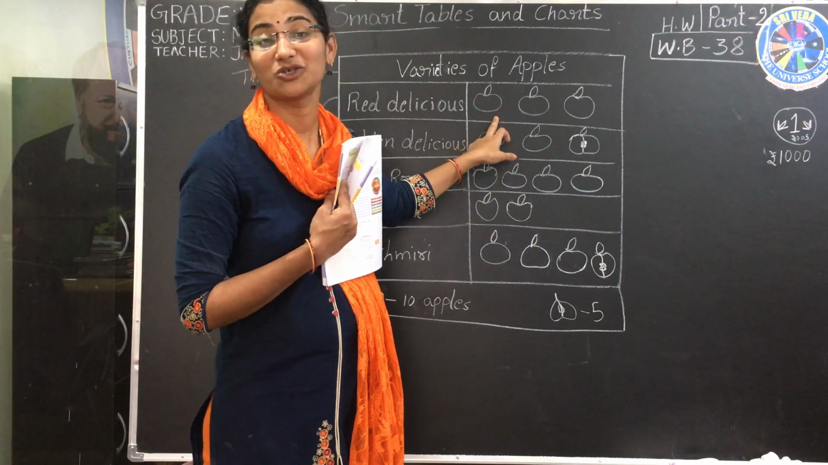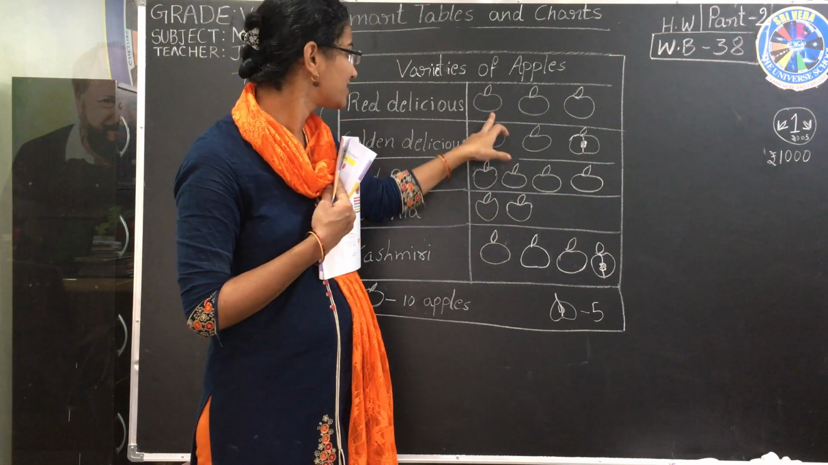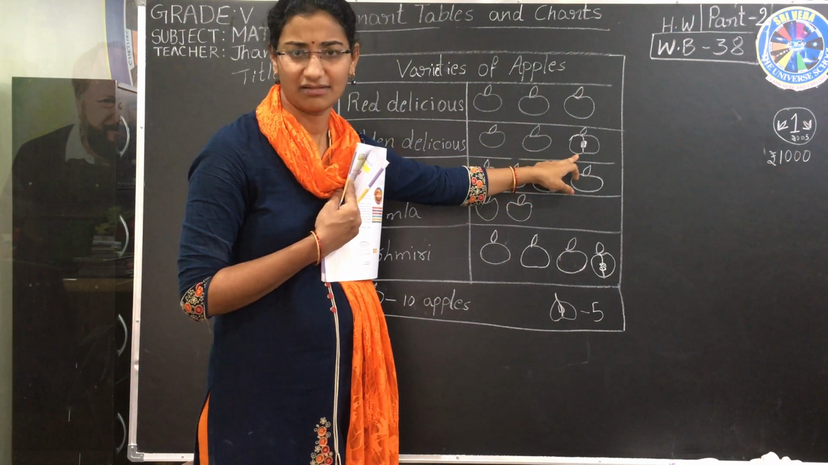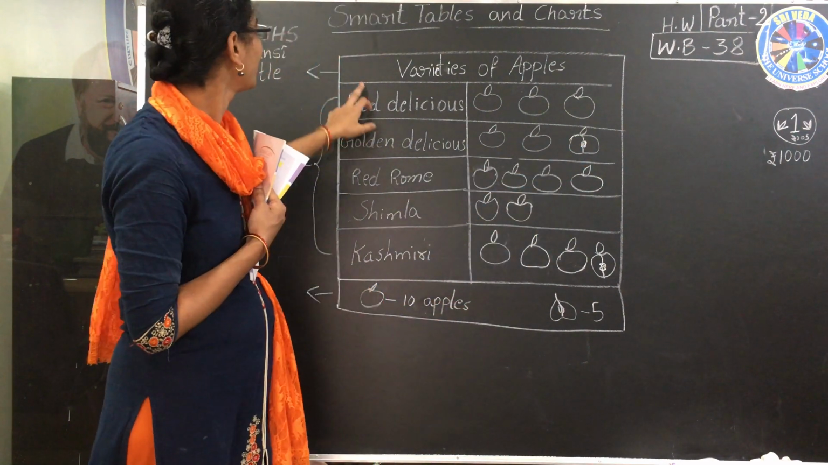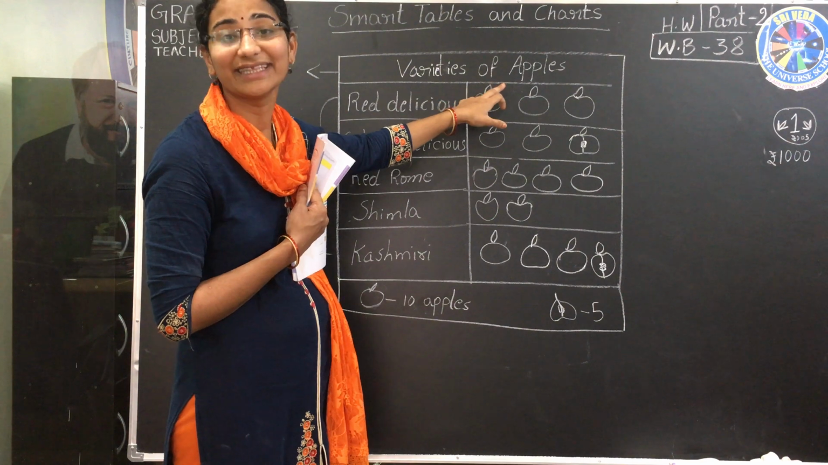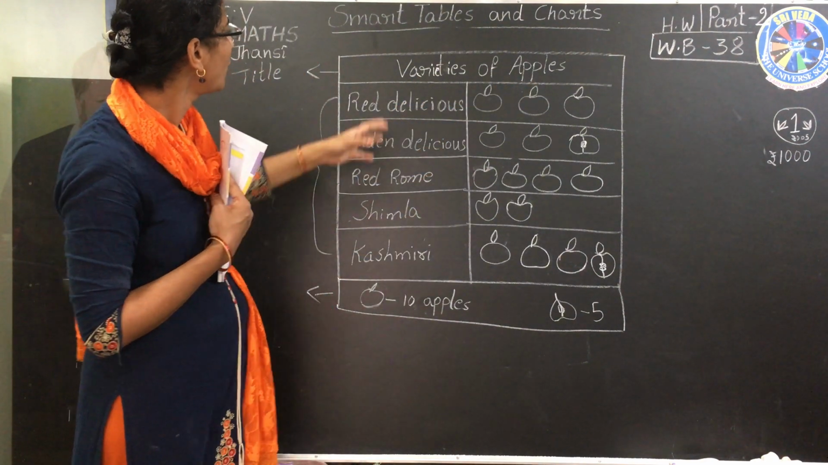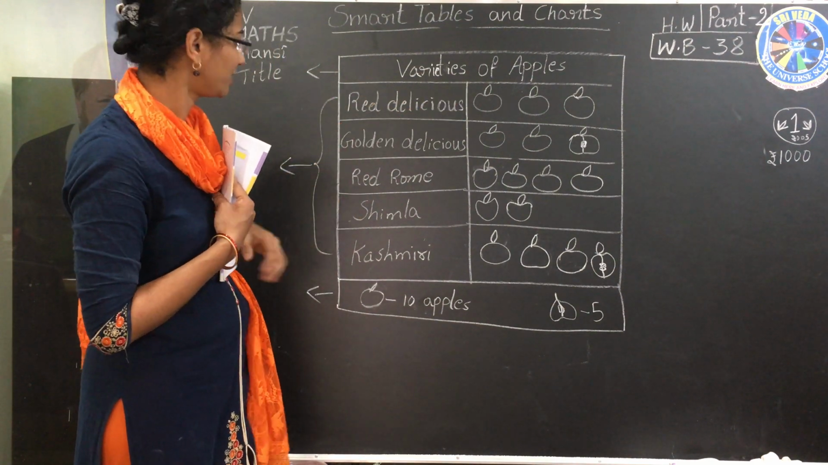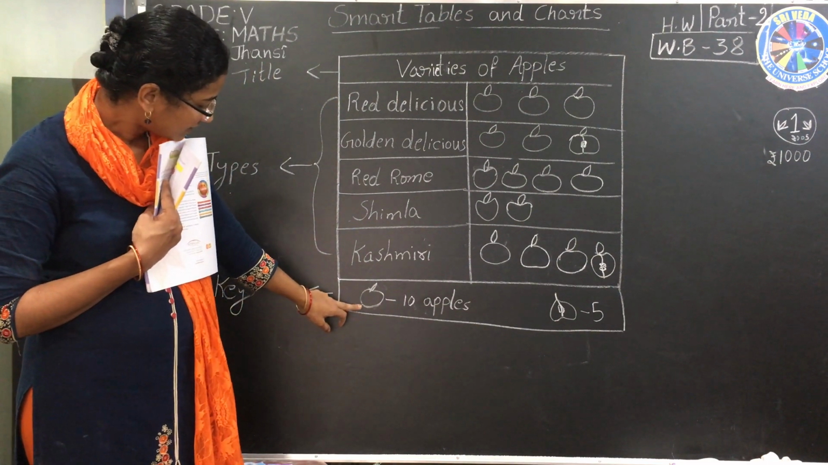So in a pictorial representation they have drawn pictures. See, 3 pictures here, 3, and this is a different apple. So they have represented it. Then what is here? The heading they have given is varieties of apples. So just by looking at the table, these are the different types of apples. Then what is at the bottom of this table?